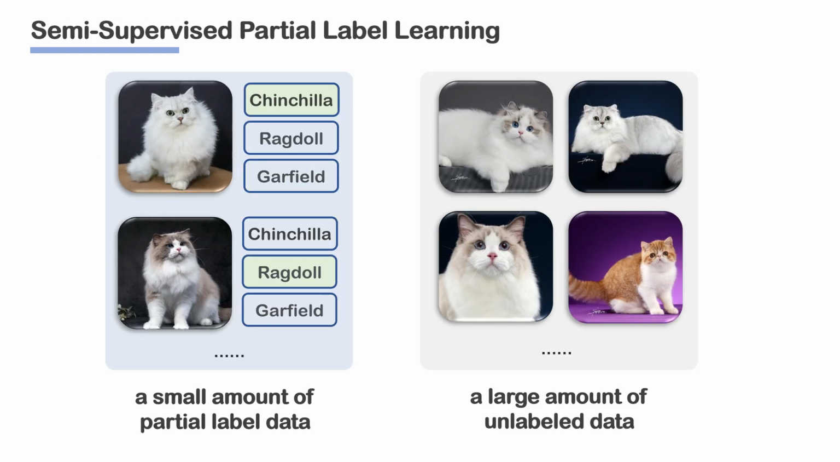However, the reality is that there is often only a small amount of partial label data and a large amount of unlabeled data. In this semi-supervised partial label learning scenario, the existing methods exploit the information in unlabeled samples by selecting high-confidence unlabeled samples as pseudo-labels based on the maximum value of the model output.